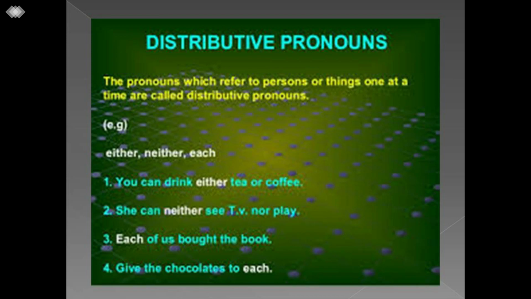Dear students, in the previous slide, you must have understood what distributive pronouns are. The pronouns which refer to persons or things one at a time. These sort of words are known as distributive pronouns. The examples are either, neither, and each. In front of your screen there are four examples through which you'll get to know how to use all these distributive pronouns in a sentence.